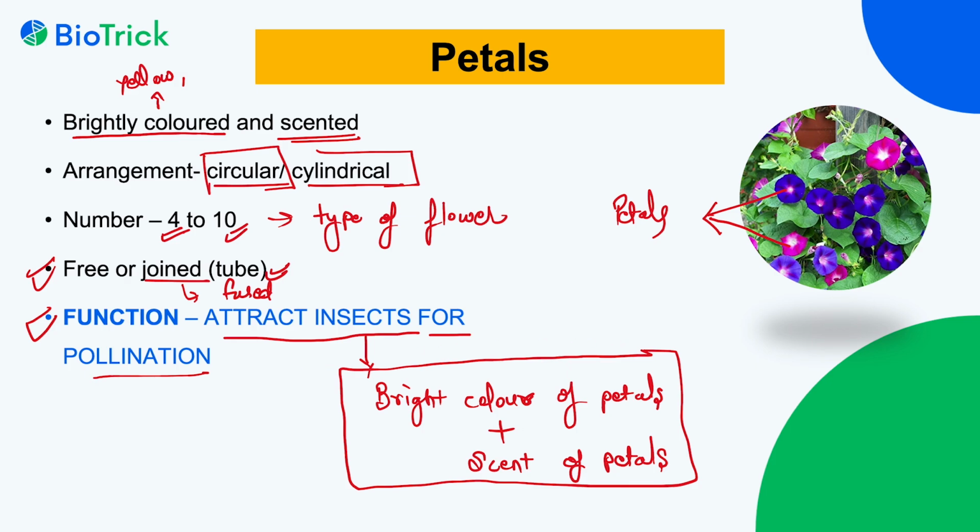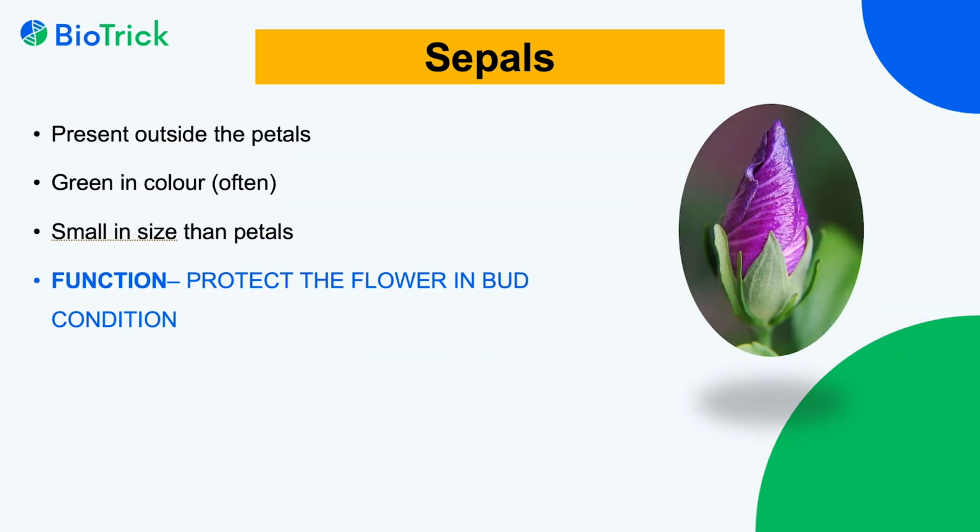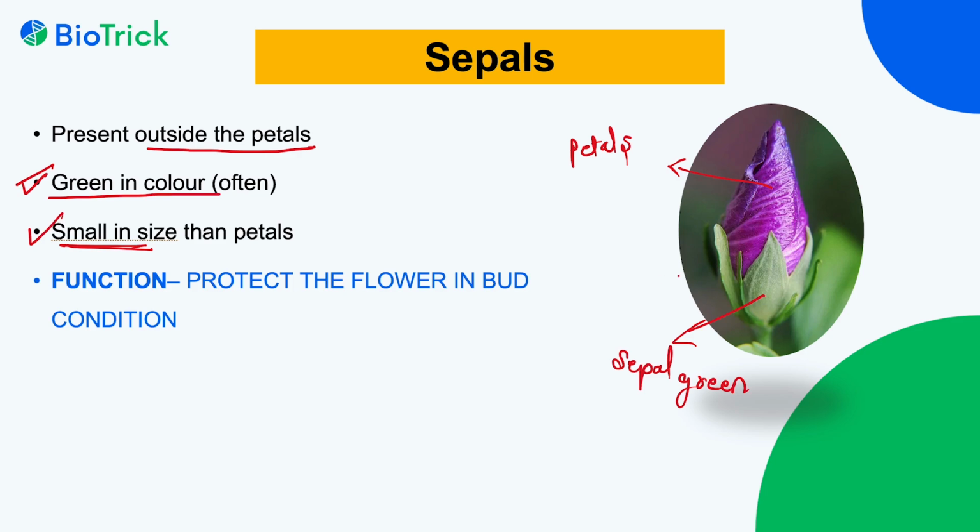Now our next basic structure is sepal. What are sepals? As we just discussed, sepals are present outside the petals. They are mostly green in color. As you can see in this diagram also, sepal is green in color, while the petal is violet. These are petals. Sepals are mostly small in size than petals.